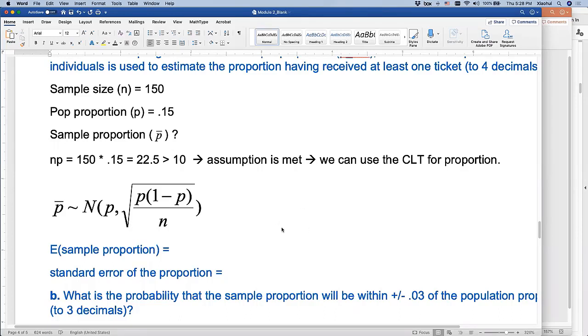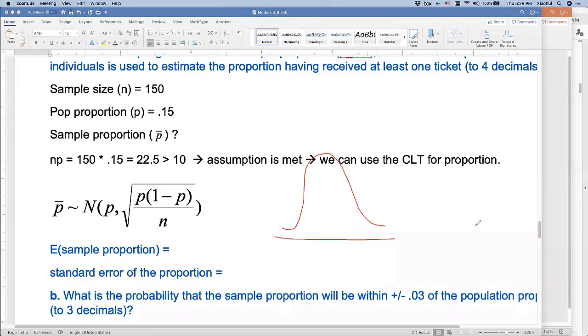So P bar also follows a bell curve. It's possible that P bar follows a bell curve. I'm going to write it down here. This is the distribution of P bar. It's going to follow a bell curve because we have already verified the assumption is checked.